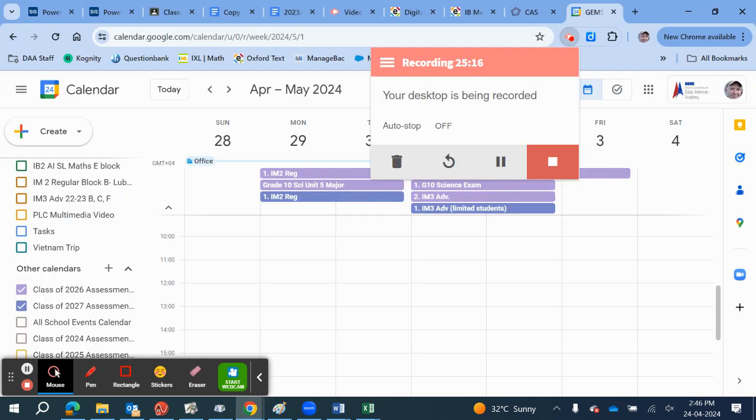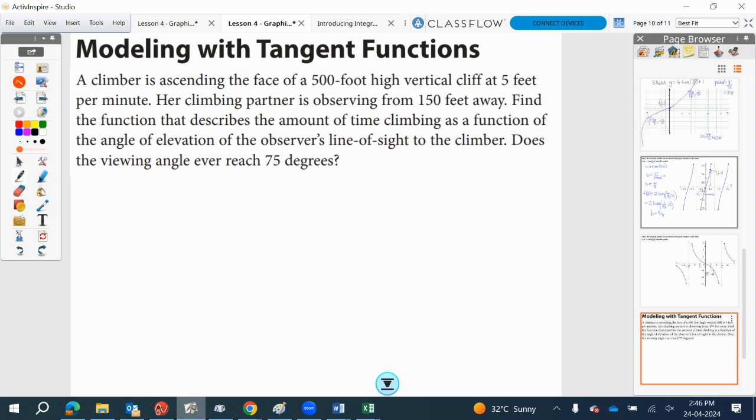Have to do. Let's have a look at our modeling question. A climber is ascending the face of a 500 high vertical cliff at 5 feet per minute. So if we wanted to define his height, we could say that his height is the function of time. What would be the function that defines his height at any given point in time? 500 minus 5t. No, he's climbing up, not down. So this is 5t. Between 0 and 500. How long can he climb for? 100.